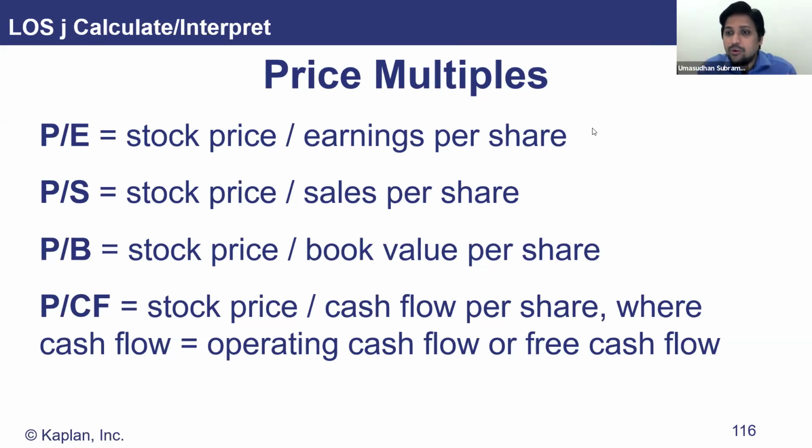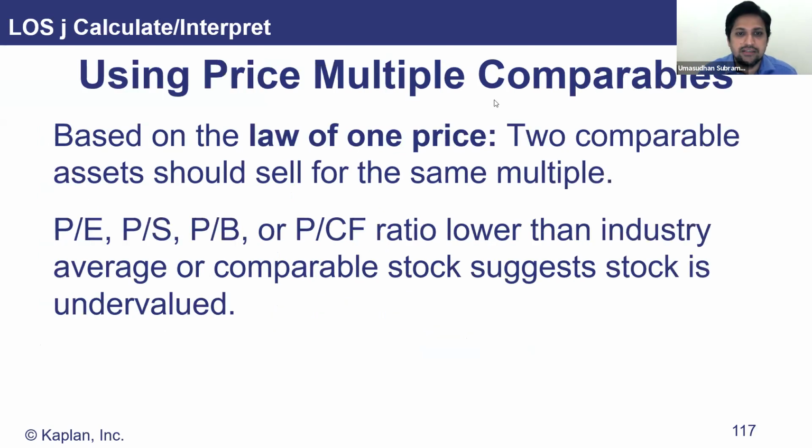So in all these multiples, whatever approach you use, you're going to take the price as the numerator. The denominator will be the KPI under consideration, either EPS, sales per share, book value per share, or cash flow per share. Okay. So now that's what it is.